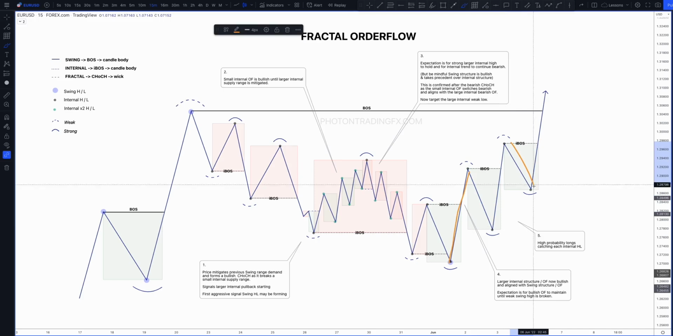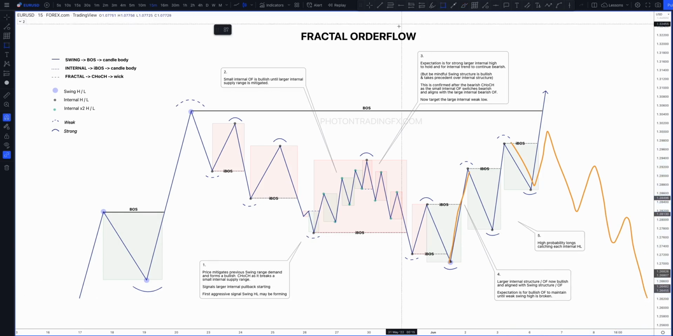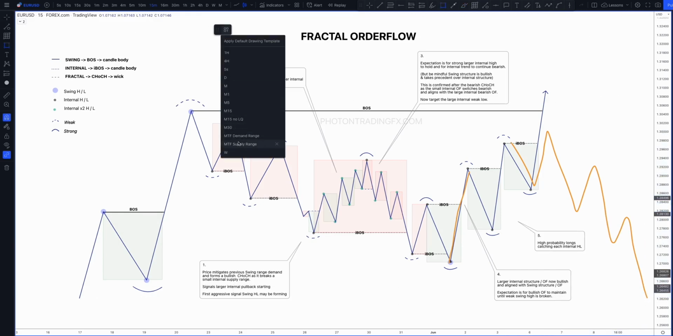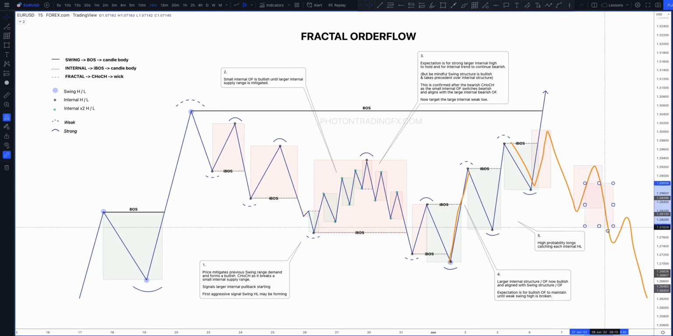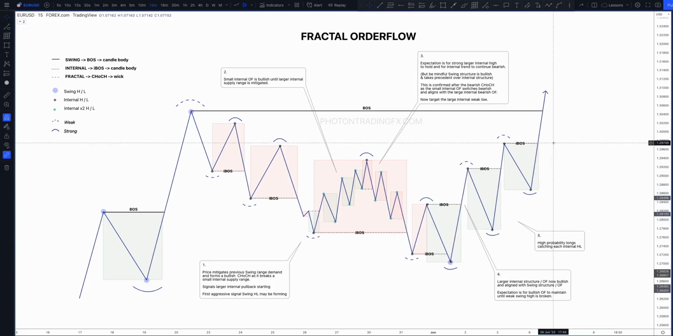And likewise, if it didn't, imagine if we came up and then we switched bearish, then what would you expect? We would expect bearish order flow to hold until the downside, and we can draw those on as supply ranges. You just expect that bearish order flow to continue, and it will keep being respected until it goes all the way down. So hopefully that should make sense.